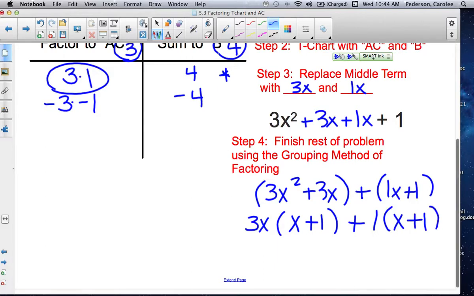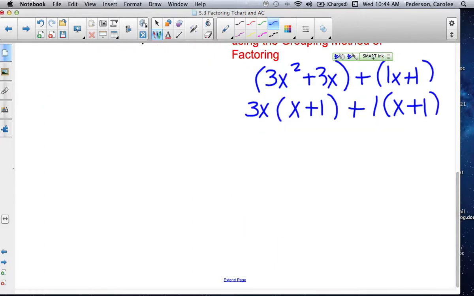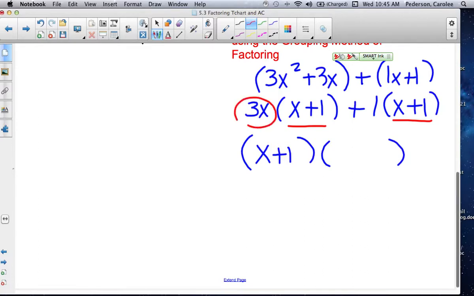And remember, in the grouping method, when we get to this step, look at your parentheses. Your parentheses must match up. That is your new GCF. So what we're going to take out is the GCF, the x plus 1, and then our leftovers after we take out the x plus 1 are the 3x and the 1. And now our problem is completely factored. That is the AC method.